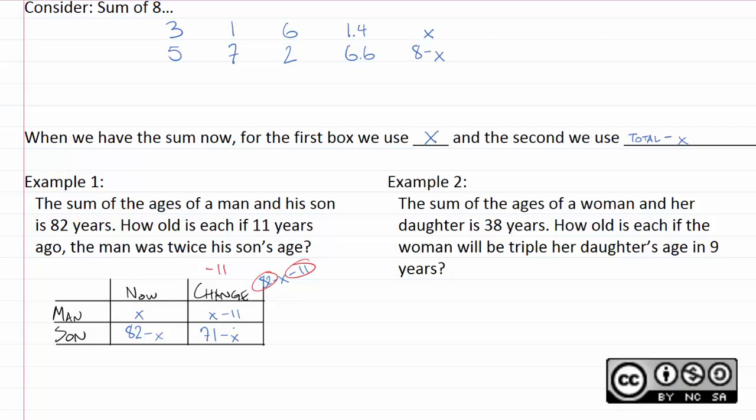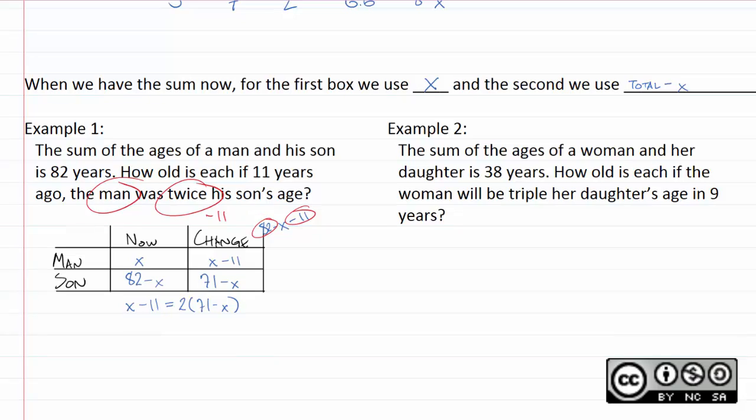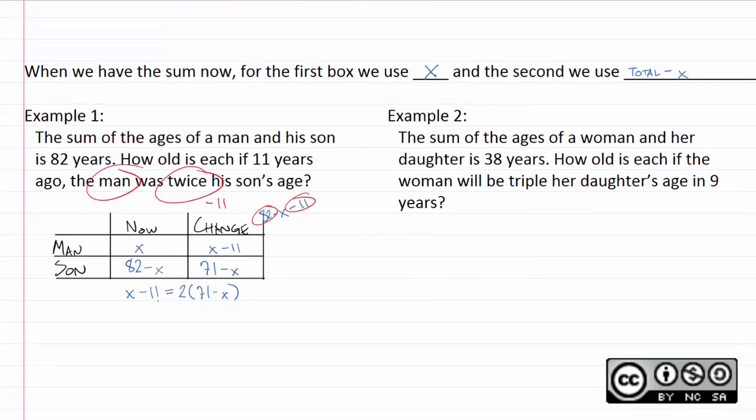And now it says the man was twice his son's age. So again, it helps if you think this next part out in plain English. The man, his age is represented as x minus 11. Was is a copula, that is equals twice his son's age. Twice, of course, means 2 times the son's age, which is 71 minus x. And now we've really done the hardest part of this, setting up the equation. It should be clear sailing from here.